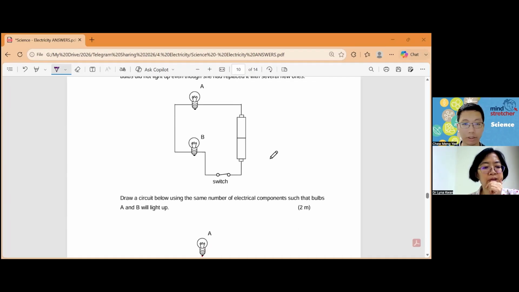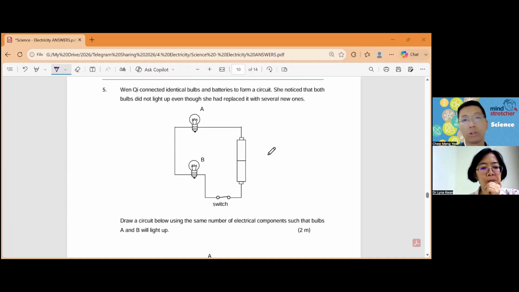Okay, let's come back here. What is wrong with this circuit? What are the things that are not correct? That's why the light bulb did not light up.